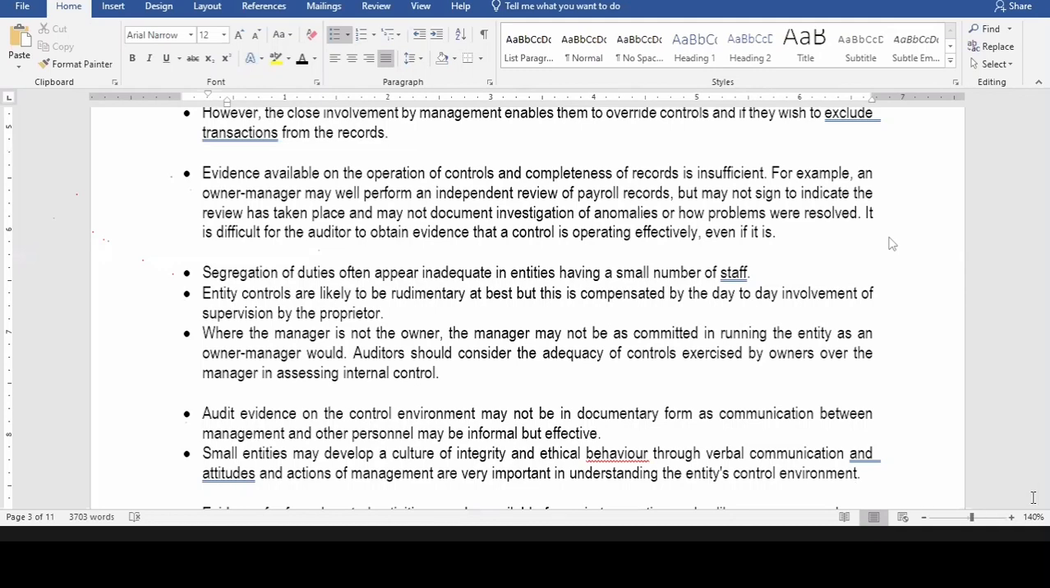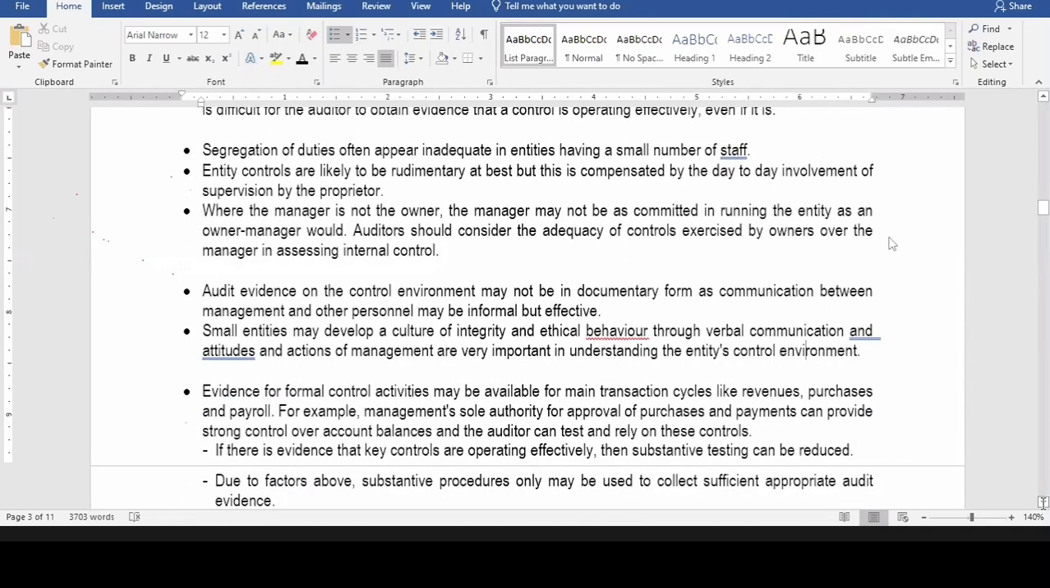Now, we are running short of time. Evidence from formal control activities may be available from main transaction cycles. Here we have sales, purchases, and payroll. So for a small firm, we have to look at key major transaction cycles, sales systems. How do they sell? How do they purchase? And how do they pay salaries? Of course, we have to look at whether the owner or the manager authorizes purchases.